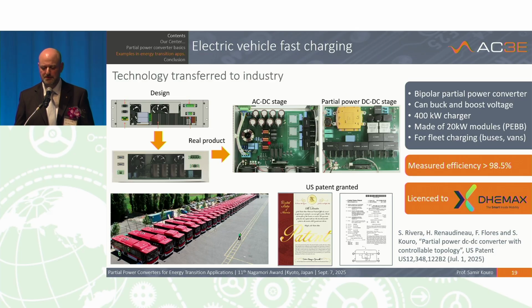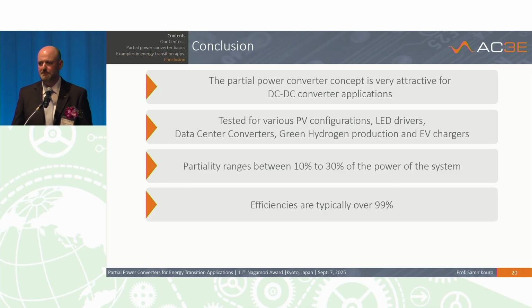And we were commissioned not only just to license the patent, but also commissioned to make the first prototype for this charger, which each one is a 20 kilowatt building block. We put 7 of those in parallel to achieve 140 kilowatt, and in this way we can actually charge each bus with 400 kilowatts, 3 times that power. So we proved that the partial power concept is very useful for DC-DC applications.